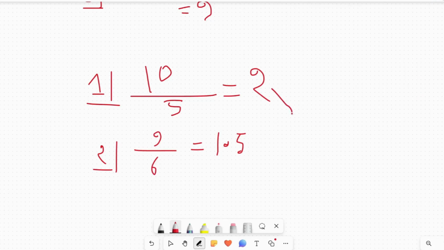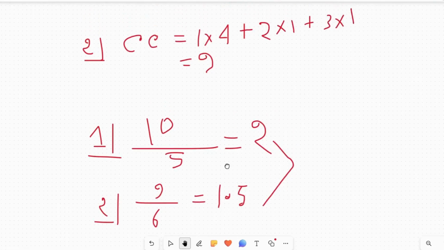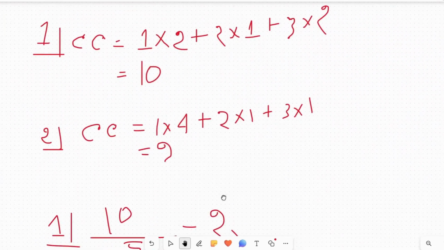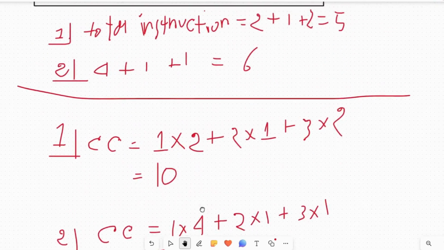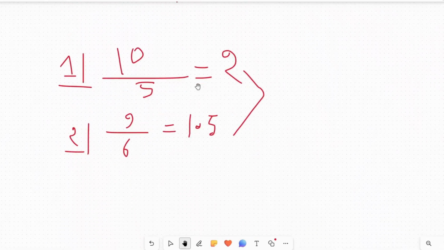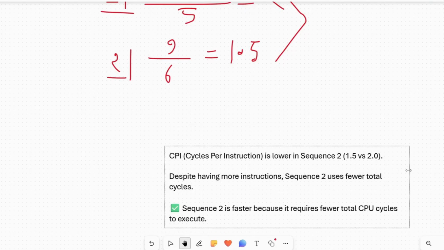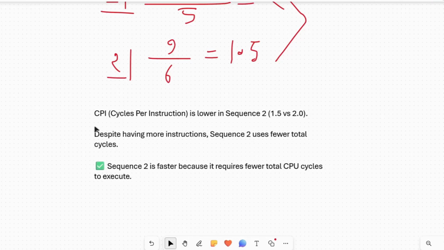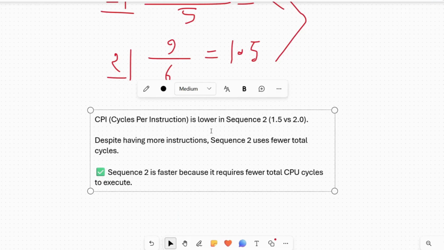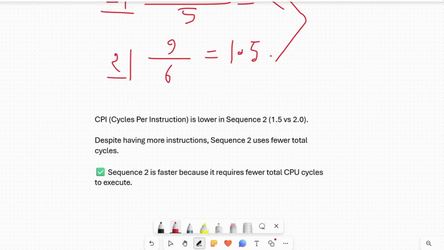So this is the average CPI. So this one is faster. Now why is this faster? CPI, cycles per instruction, is lower in sequence 2, which is 1.5, and despite having more instructions, sequence 2 uses fewer total cycles. So sequence 2 is faster because it requires fewer total CPU cycles to execute. This is the average CPI. So that's all for today. See you in the next class.